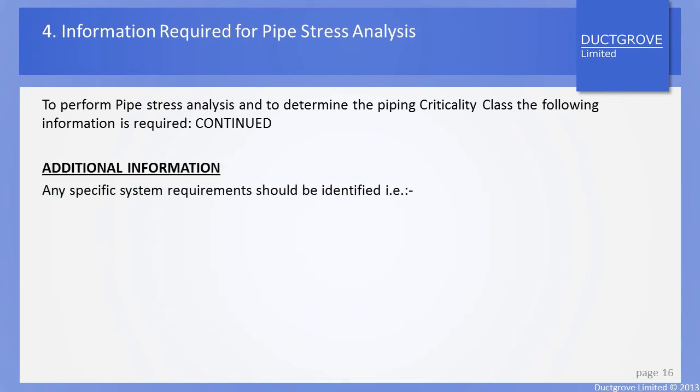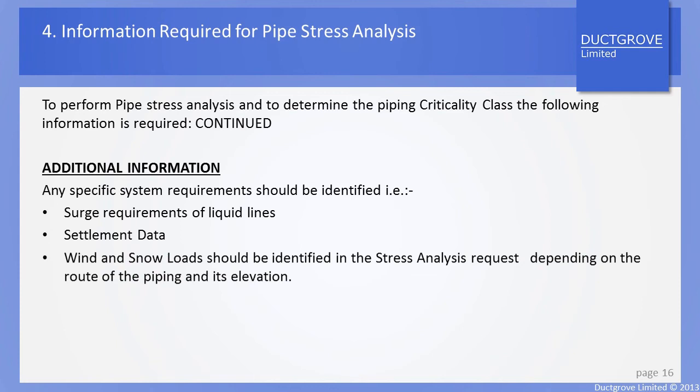Any special system requirements should also be identified early in the design stage, i.e. surge requirements for liquid lines, settlement data of large equipment or piping. Wind and snow loads may also be considered during the analysis. Steam out is also a condition which should be considered during the analysis stage.